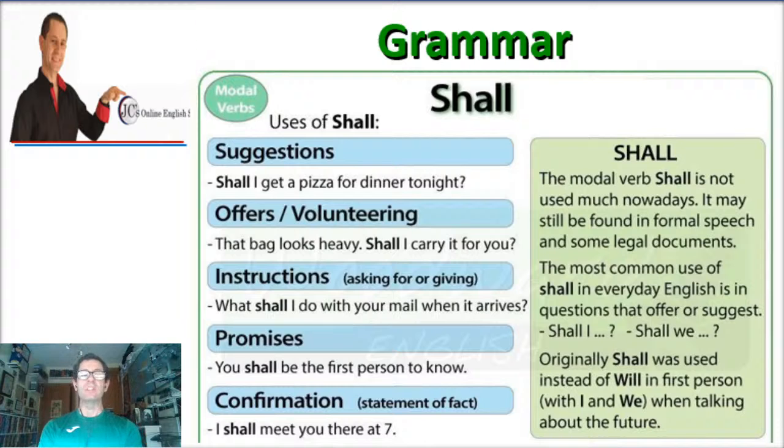It is used for suggestions. For example, shall I get a pizza for dinner tonight? It is a suggestion. Shall I get a pizza for dinner tonight? That's not a bad idea.